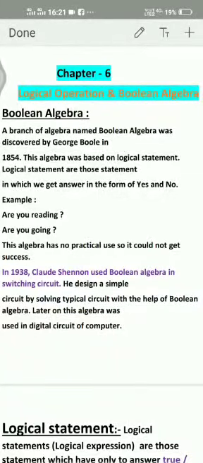Hello friends, and now we are going to discuss the next chapter, a new chapter. This is logical operation and Boolean algebra. As we know, all the operations of a computer are based on binary numbers. So in this chapter we will discuss an algebra called Boolean algebra.